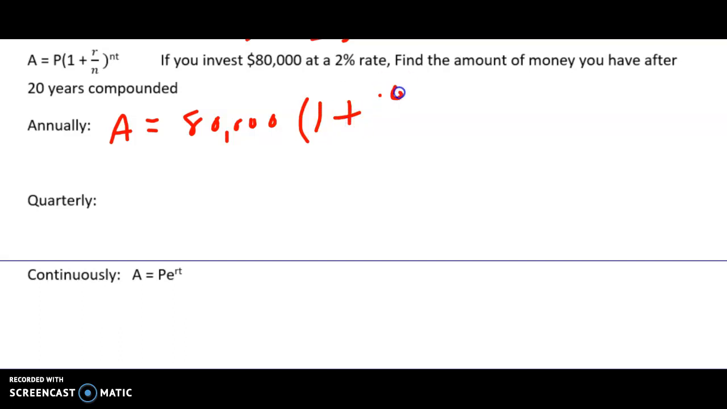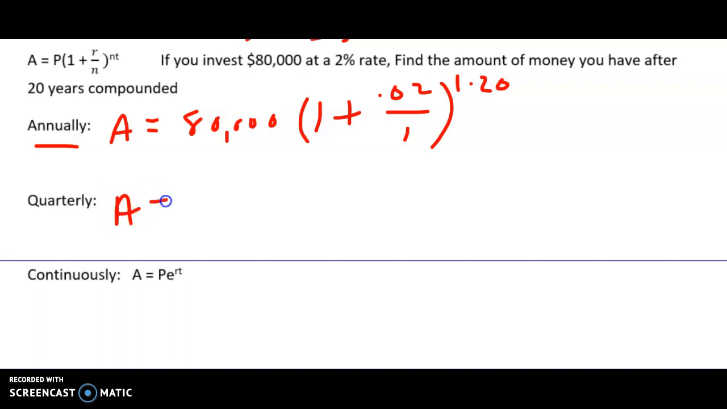My interest rate is 2%, so I put 0.02 in for R. N is how many times per year am I compounded? It says annually. That's 1 time per year. And then 1 times T is how many years it's going to be in the bank. We said after 20 years, so 1 times 20. I would do that in my calculator.